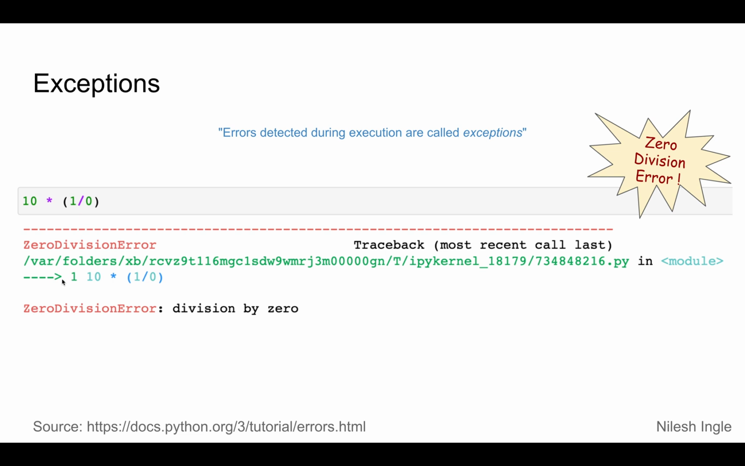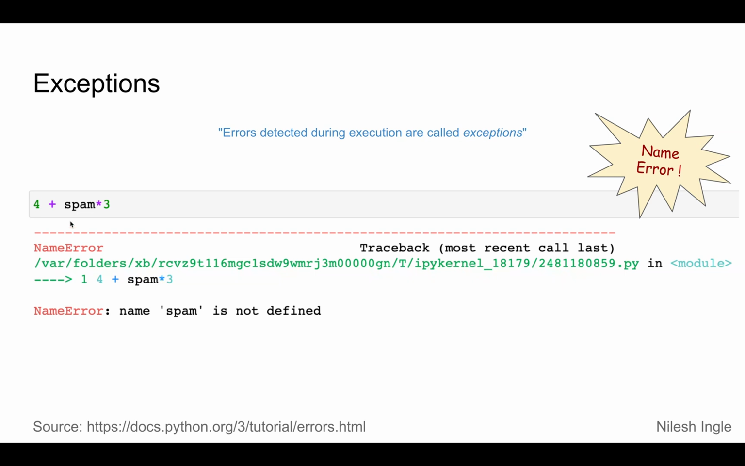Again, this line in green shows the path, and then we have additional information about what line that error occurred on, and that's shown here by the arrow. We can see that it is the 1 divided by 0 that it is pointing to.